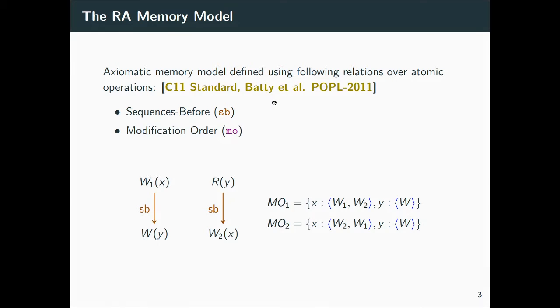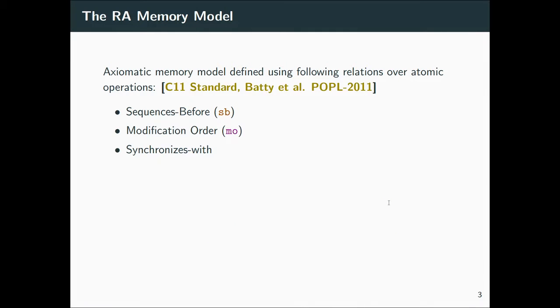Next is the MO or modification order relation. This is a total order over stores to the same memory location. Every valid RA execution must have a valid MO for all the program variables. In this example, we have two stores W1x and W2x over variable x and one store Wy over variable y. Hence, we have two possible modification orders for x, W1 before W2 or W2 before W1. And we have only one possible modification order for y, which is Wy.